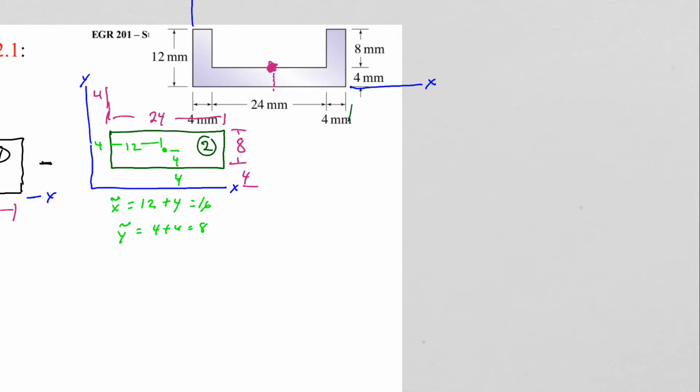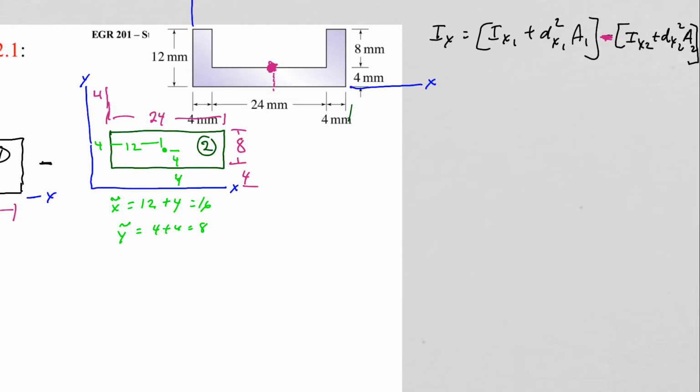We remember that our moment of inertia about the x-axis is equal to Ix1 plus our parallel axis theorem, d_x1 squared times A1. That's shape 1. And then we have the second shape, which is Ix2. Notice that we're subtracting this. This is a big negative here. It's a negative moment of inertia that we're subtracting, plus its parallel axis.